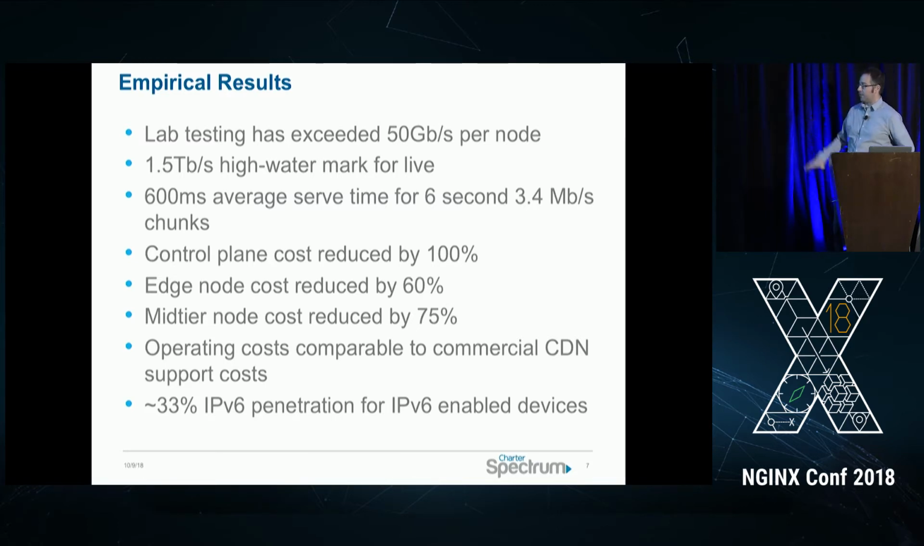By doing this, and this is obviously the business portion of it, we reduced our control plane cost by 100% because there is no control plane. We reduced the mid-tier cost by 75% and the edge node cost by 60%. So it was pretty decent savings. And as the cost compression of commodity hardware continues to drop, those numbers just keep on getting better and better. Operating costs were very similar to what we were paying for the commercial CDN support that we were getting previously, so kind of a net there. And the last one is my favorite, is V6 out of the box, and we got 33% penetration with V6 the day we turned it on. Hasn't gone up much, but still, I'll take it.